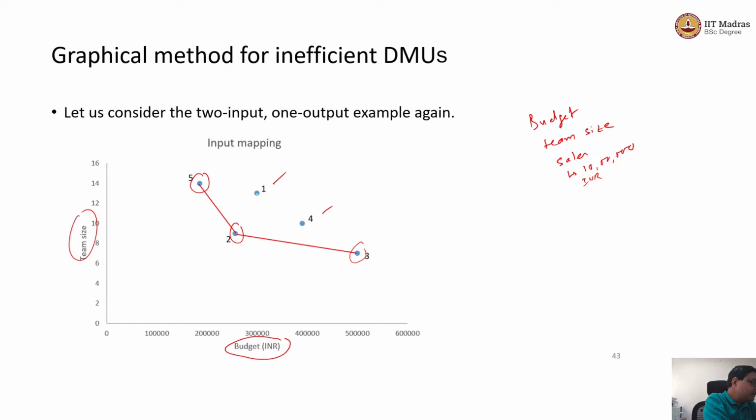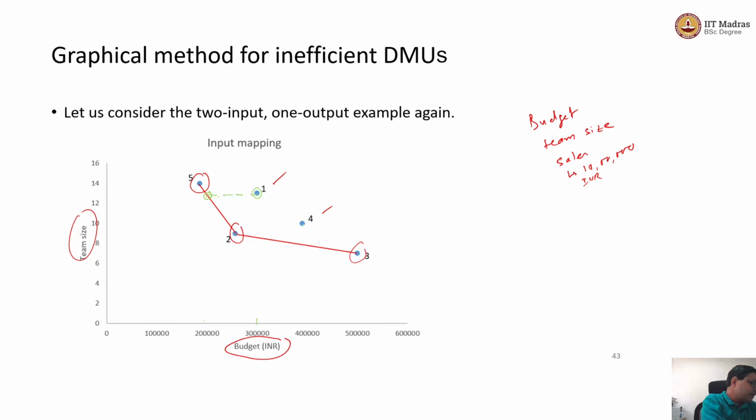So I can move DMU 1 and say that, well, if it simply reduces the budget, you are currently spending something like 300,000, right? Reduce the budget to about 200,000, and I will call you efficient because you will be sitting here on the efficiency frontier, and I will call you efficient, right?